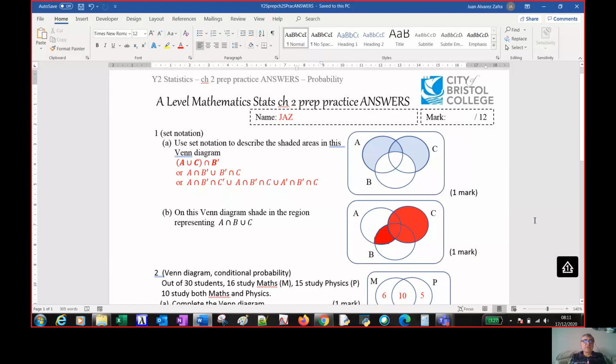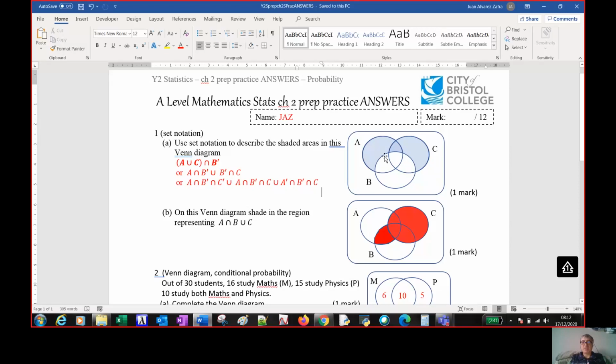So this video is on Year 2 Statistics, Chapter 2, which is on conditional probability, building on the first year probability. So question 1 of this prep practice test is on set notation using Venn diagrams. In this question, we're expected to describe the region shaded here.